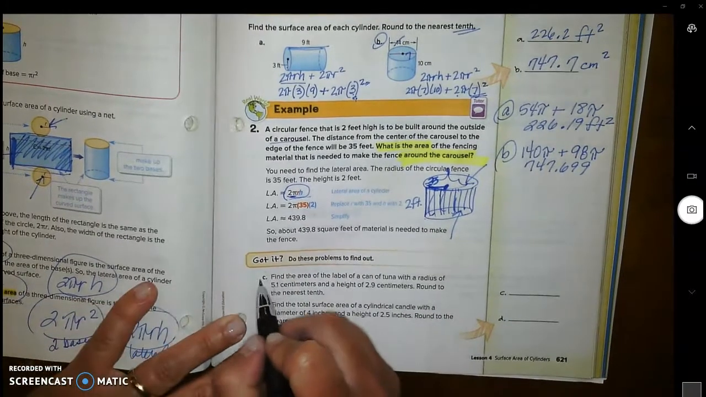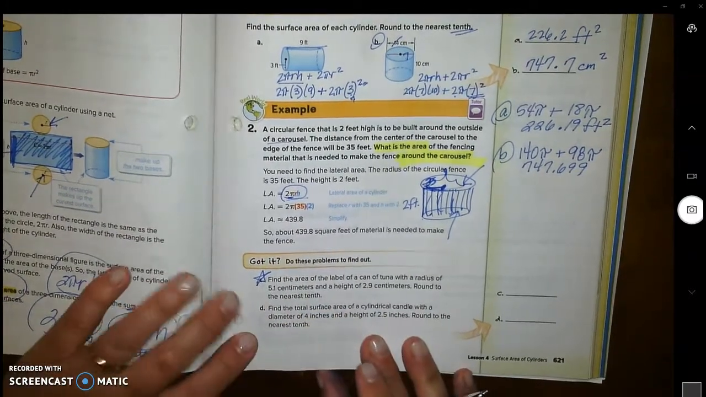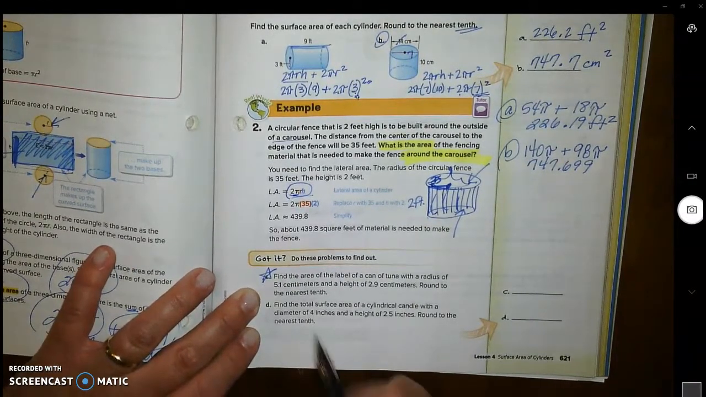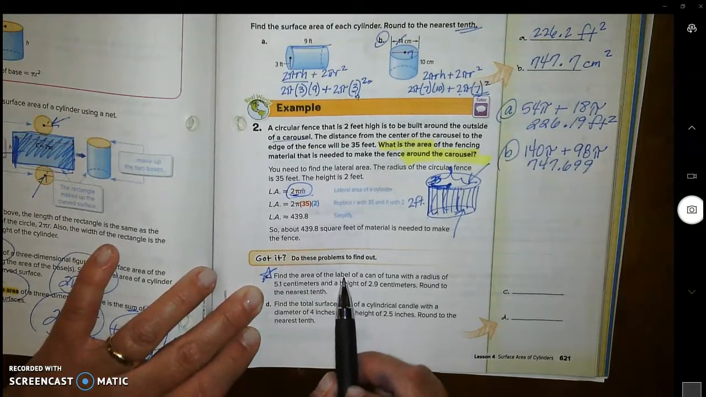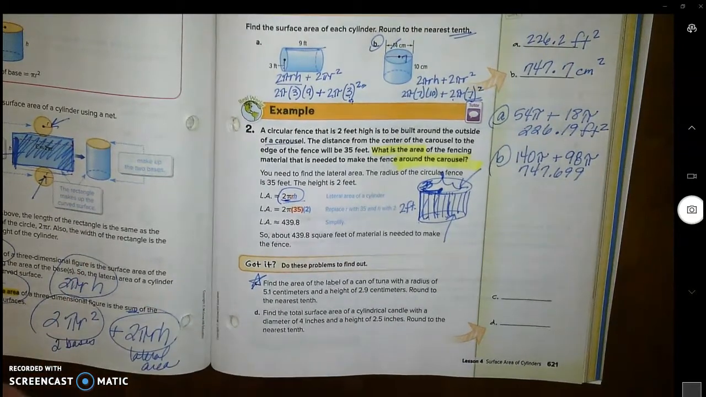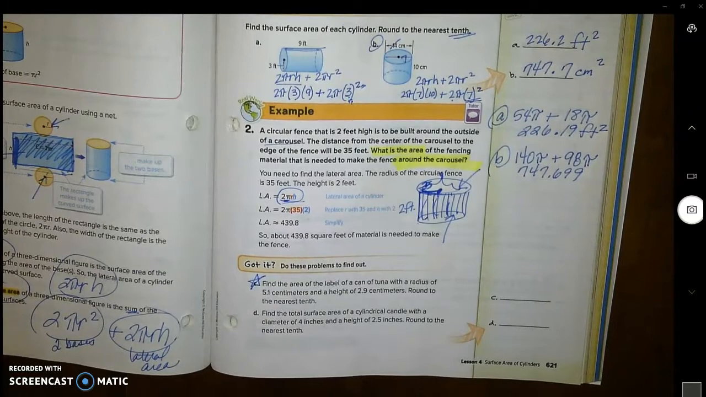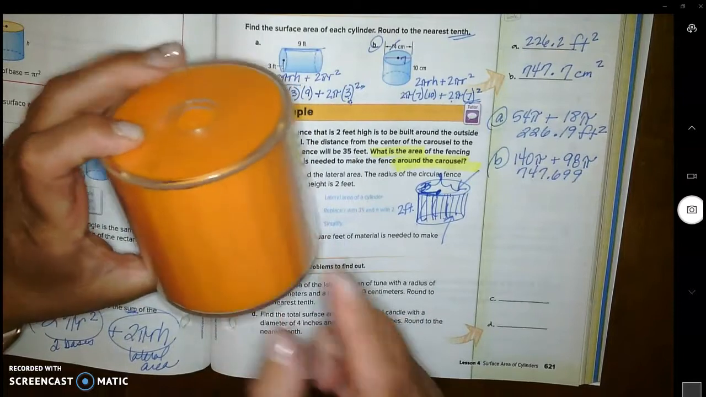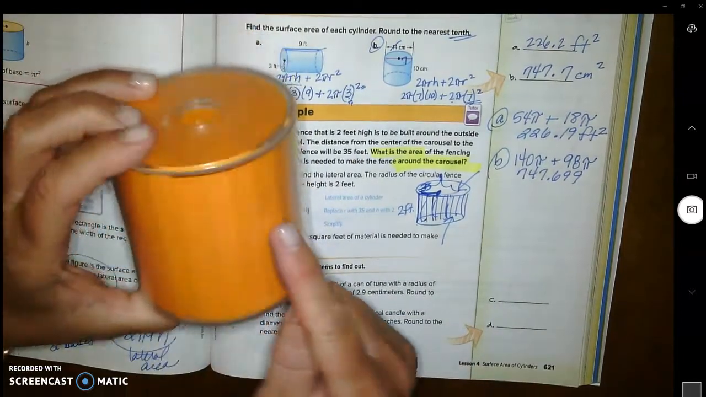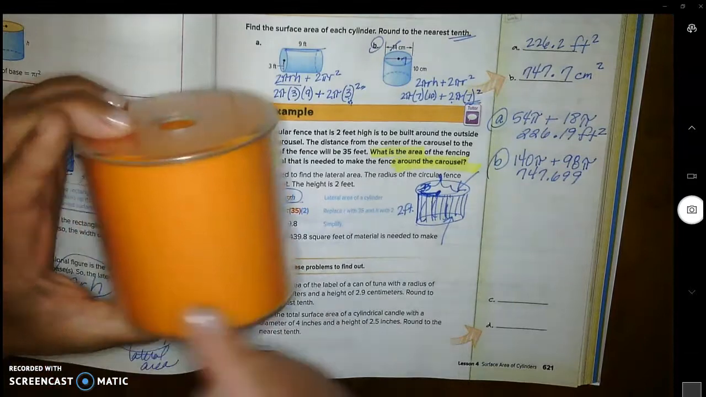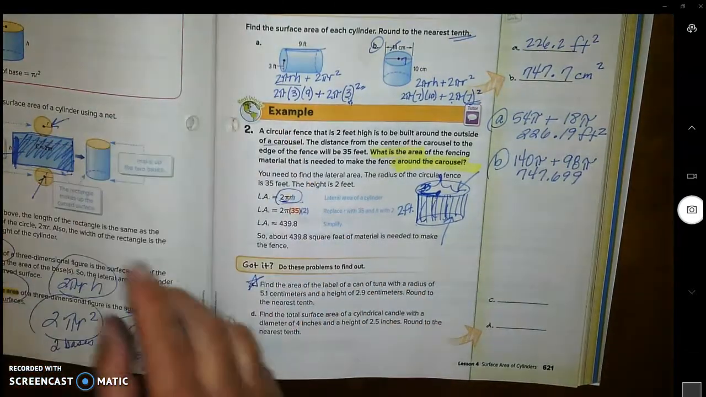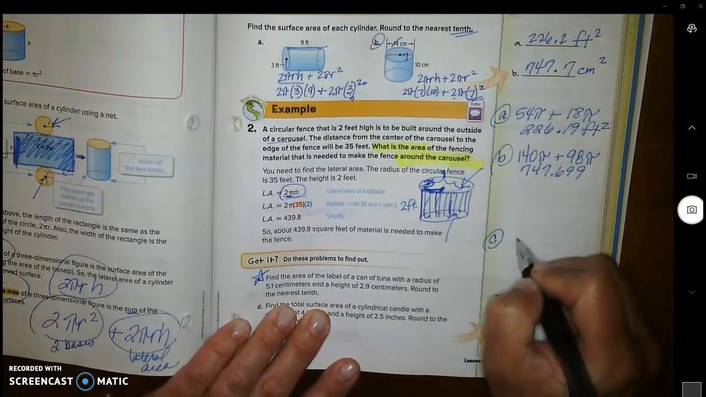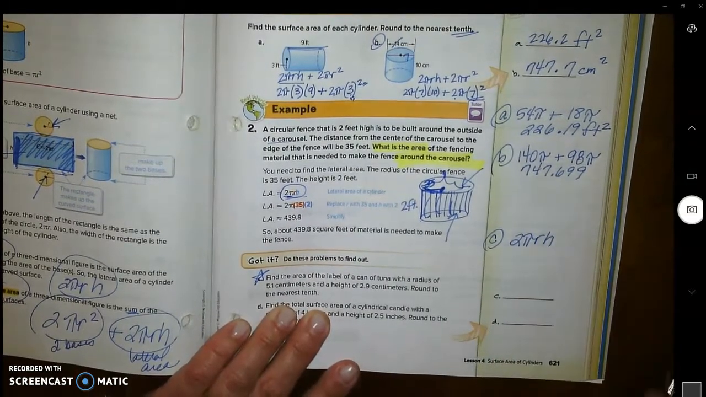So let's see what these word problems look like down here. Letter C says, find the area of the label of a can of tuna. And so just the label. So imagine this is a can of tuna. It's pretty tall for a can of tuna, but we just want the area of the label. And so we're just going to find the lateral area. Okay. And so for part C, we're just going to do 2 pi rh.